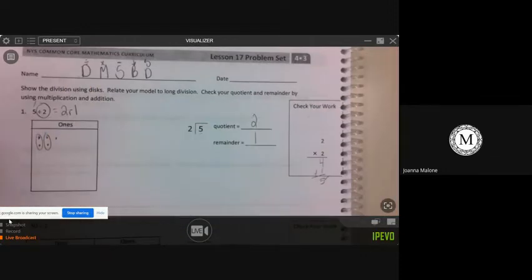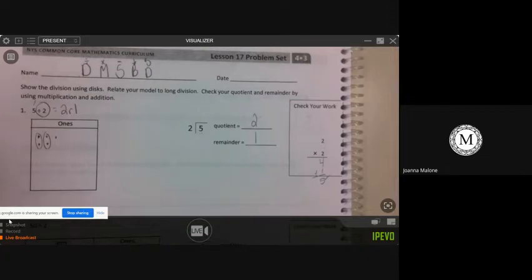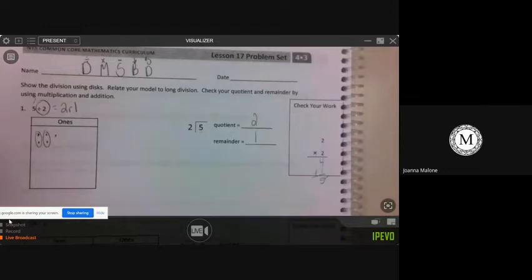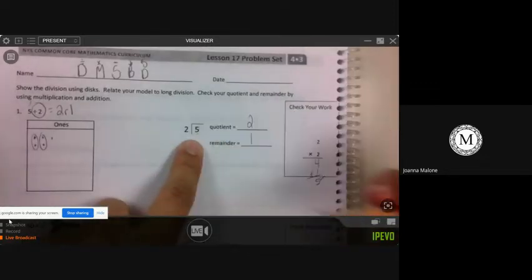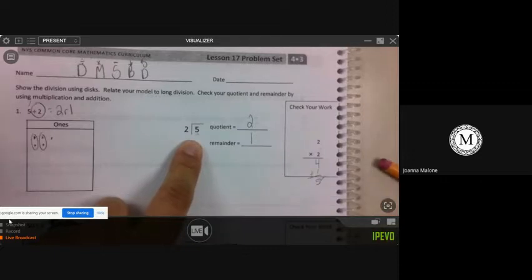So remember what we're doing with division is figuring out how many groups of 2 we can make without going over, right? So you can skip count to figure that out. You can draw dots, however you have to do it. But the point of long division is to use numbers, less arrays and more numbers, okay? So if I say 5 divided by 2, I have to figure out how many groups of 2 I can make without going over 5. Everybody good with that?